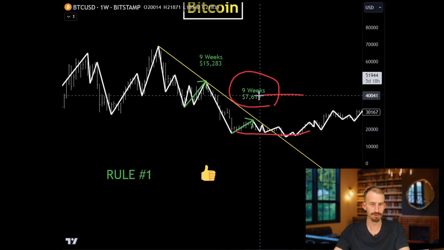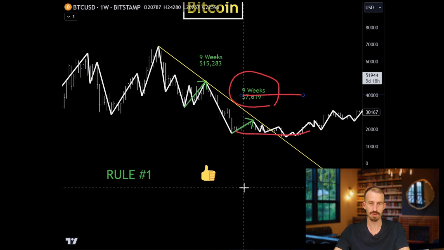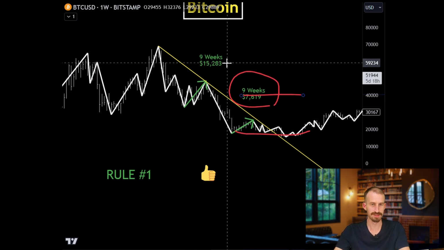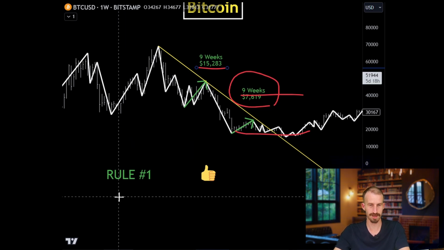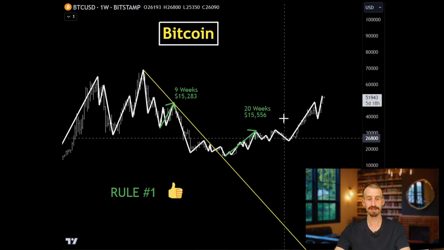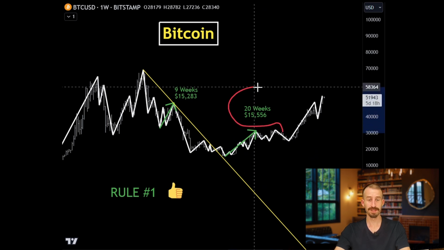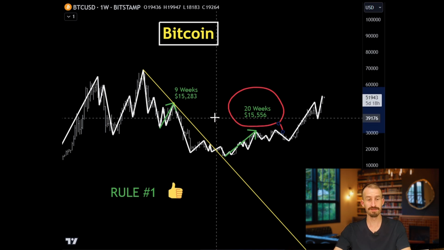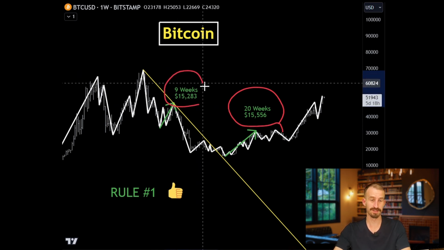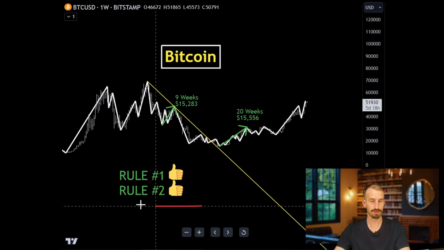And since we did not get greater than 9 weeks, there's no overbalance in time, and since we didn't get greater than 15,000, an overbalance in price is also not met. So we keep going. And finally, we had a rally that lasted 20 weeks, $15,556, exceeding the previous strongest rally, both in terms of time and price. Now the second rule has been met.